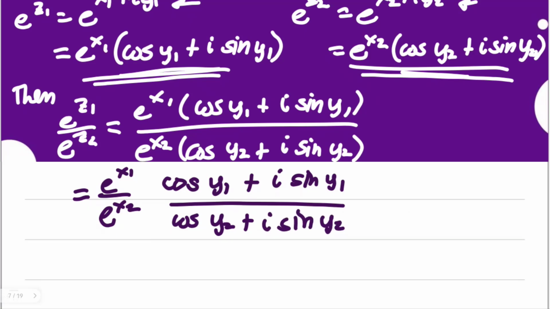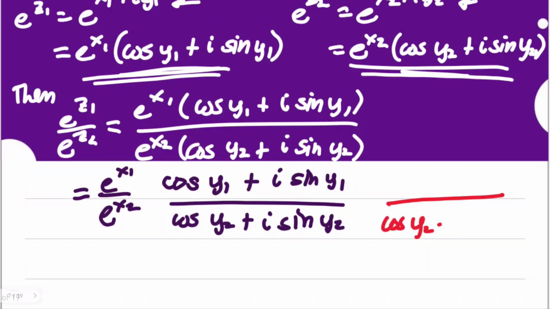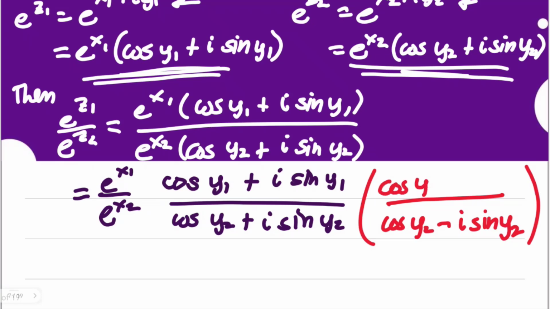Now, I would like to make sure that the denominator here will not include an imaginary part. So, allow me to multiply this by its conjugate, the conjugate of the denominator. So you have here cosine y sub 2 minus i sine y sub 2, so that I can use the difference of two squares later on. Take note that we're multiplying by something equal to 1, so that we will not be changing the entire expression. So the denominator will still be cosine y sub 2 plus i sine y sub 2.